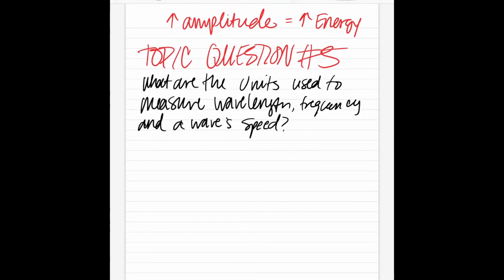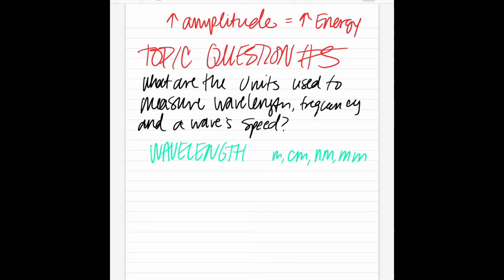So what are the units used to measure wavelength, frequency, and speed? Let's talk about wavelength first. We talked about this one yesterday. Wavelength is literally the length of the wave, so we know that length is measured in meters. You may see it measured in meters, centimeters, millimeters, or nanometers. It just really depends on what you're dealing with, whether it's sound, ocean waves, or different pitches of a piano.